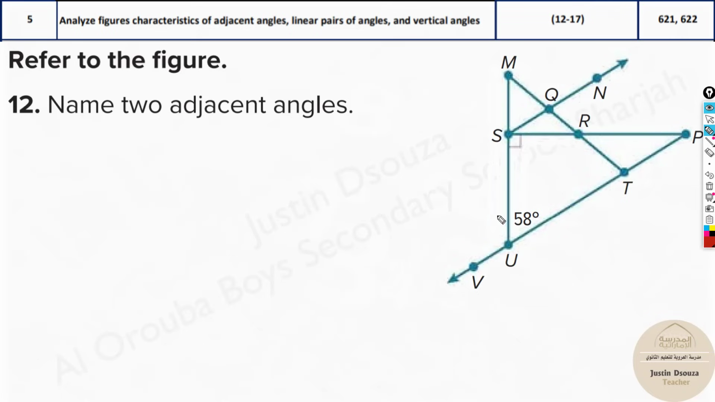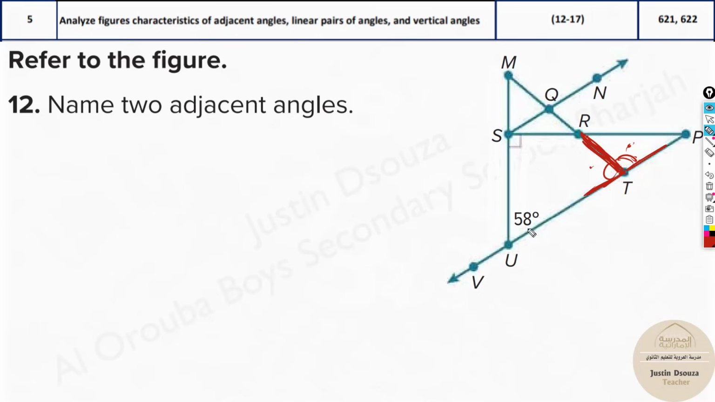Adjacent angles will always have a common vertex. I'll just take this one. Now this T must be common for both. And they will have a common line as well. See, this line is common. But they will not be having both the lines common. Only one line common. And these two angles are adjacent to each other. Now an interior point in this angle will not be on this one as well. See, the points are different, right? So these are basically the adjacent angles.